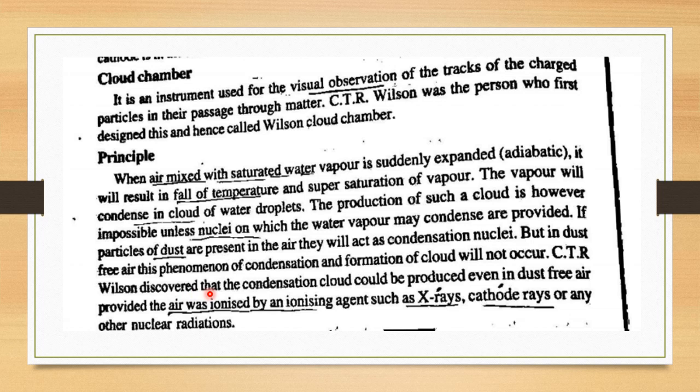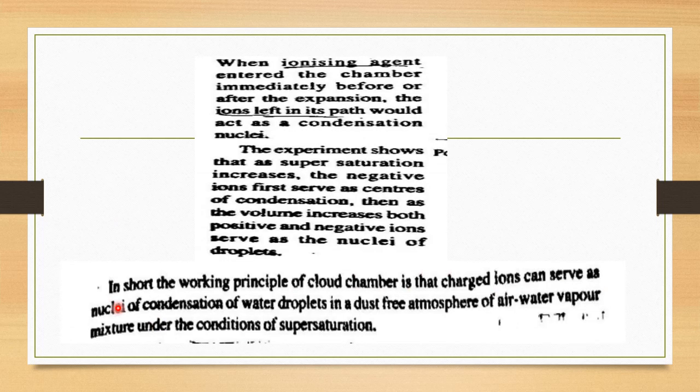C.T.R. Wilson discovered that the condensation cloud could be produced even in dust-free air, provided the air was ionized by ionizing agents such as X-rays, cathode rays, or any other nuclear radiation. So in dust-free air, if we produce some positively or negatively charged ions using such rays, those ions can serve as the center for condensation. This was invented by Wilson in this cloud chamber.